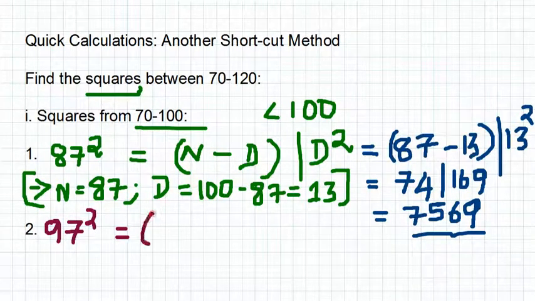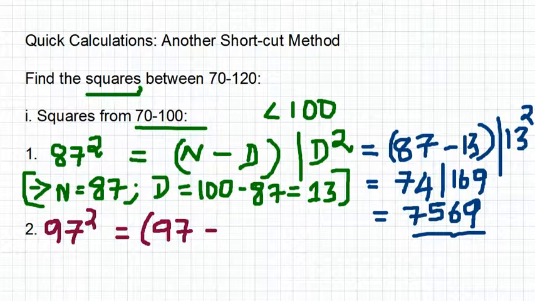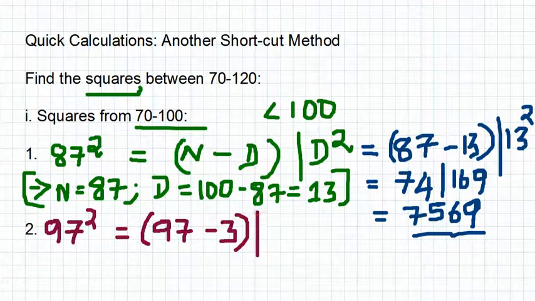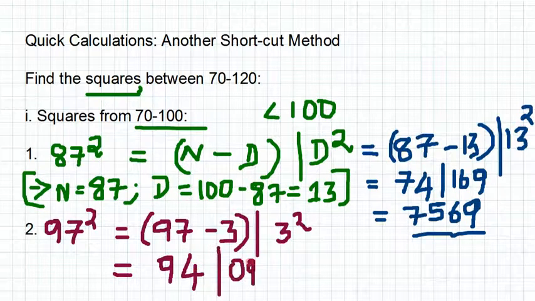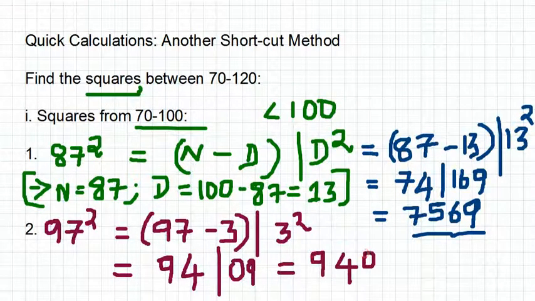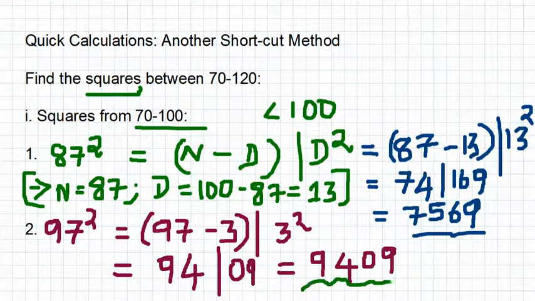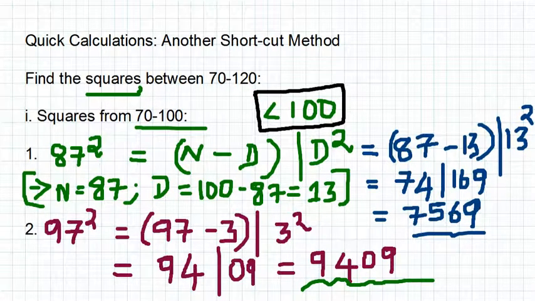Let us take another example, 97 square. Once again, n is the original number and the difference d is nothing but 100 minus 97. Take a pause and square the difference. Final answer we get as 9409. So it is applicable for numbers less than 100.